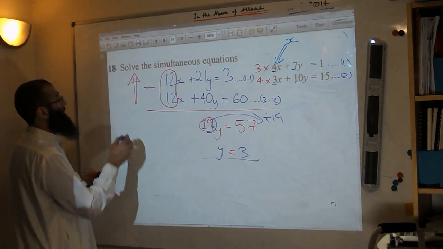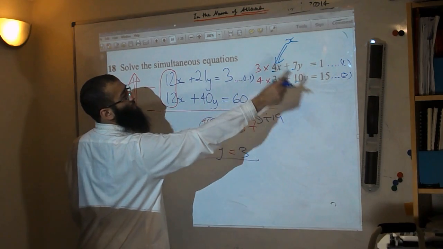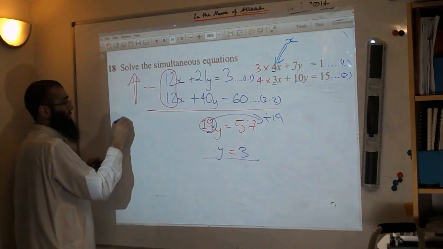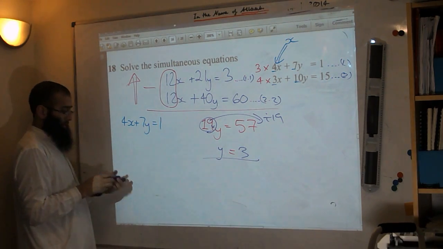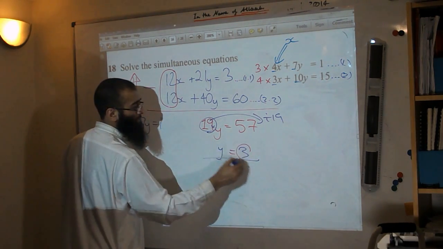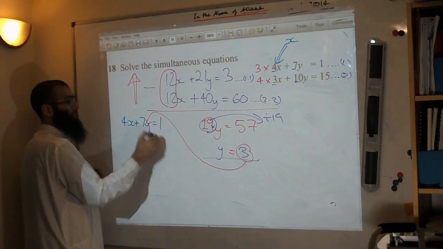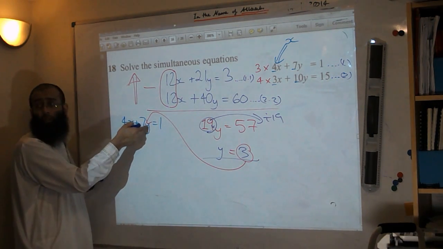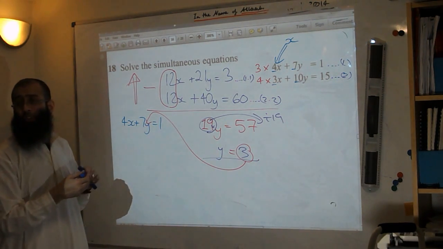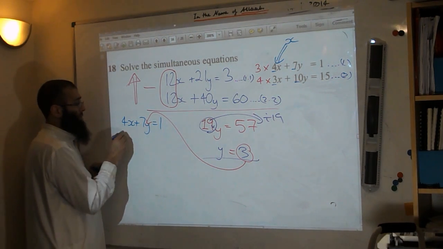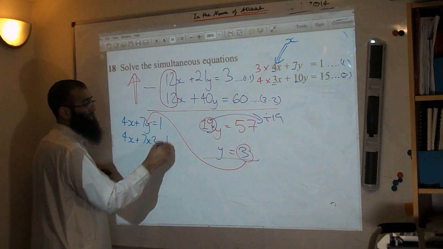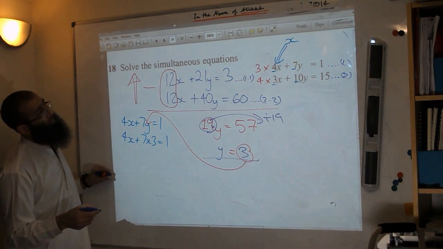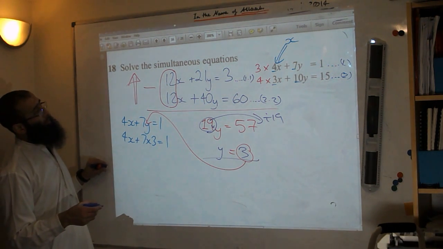So let's have a look. Let's use the original equation here, 4x plus 7y is equal to 1. What have we just worked out the value of? We worked out the value of y, which goes into here. Do not substitute it for x by mistake. So we have 4x plus 7 times 3 is equal to 1. Okay, we happy with that so far?